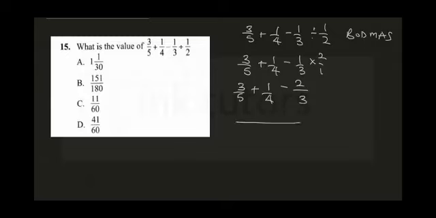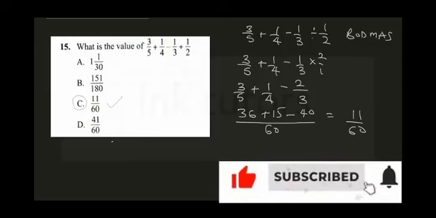So at this stage, we can perform a LCM here. 5, 4, 3. The LCM is going to give us 60. So 60 divided by 5 is 12. 12 times 3 is going to give us 36, plus 60 divided by 4 is going to give us 15. 15 times 1 is 15, minus 60 divided by 3 is 20. 20 times 2 is going to give us 40. So 36 plus 15 is going to give us 51, and 51 minus 40 is going to give us 11 over 60. So from here you can see that the correct answer is C, and I'm going to circle my C.